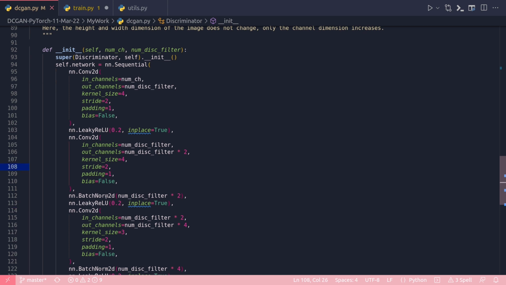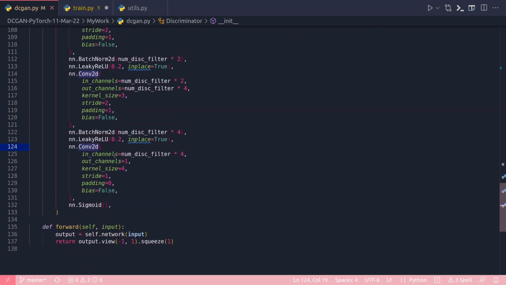After my second Conv2d, I'm going to the third Conv2d, and here again I'm increasing the in channels to be num descriptor filters into 4. This is coming from the previous layer, because the increase in the number of channels was done in the third Conv2d, and that's exactly what I have to take in my fourth and final Conv2d. Out channels here remains 1, obviously, because this is the MNIST dataset, grayscale, 1 channel. Kernel size is 4, stride 1, padding 0, bias false, and finally I will be applying nn.Sigmoid for the final layer.